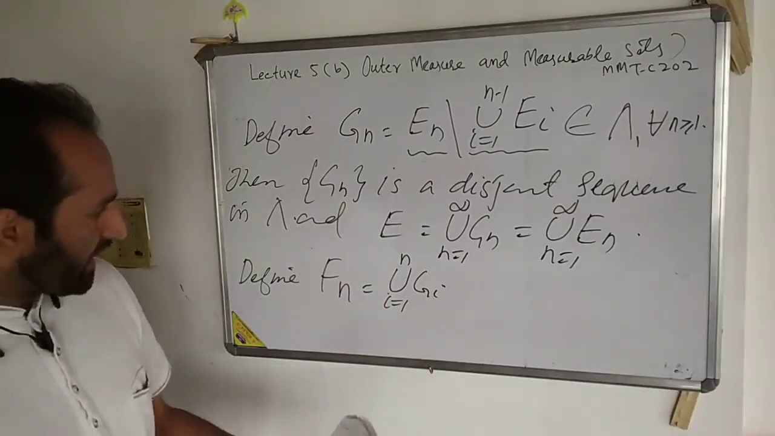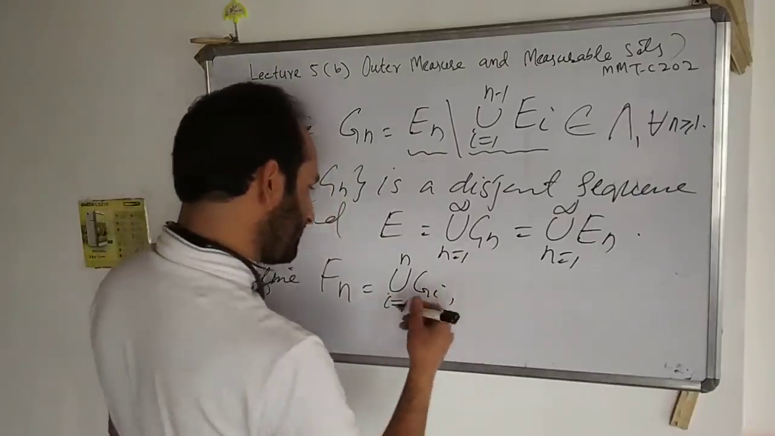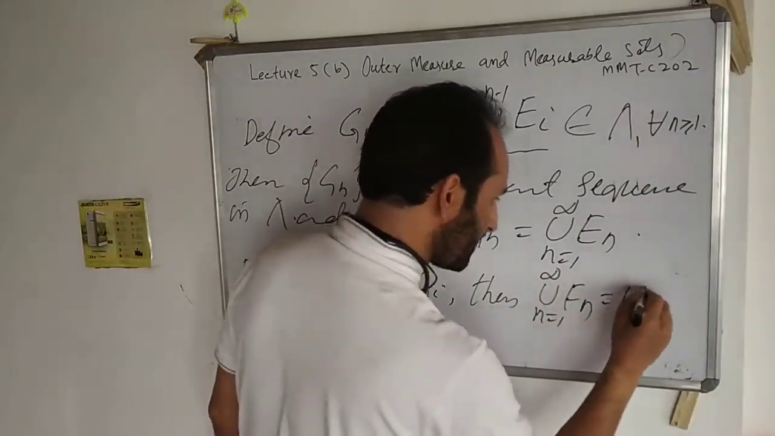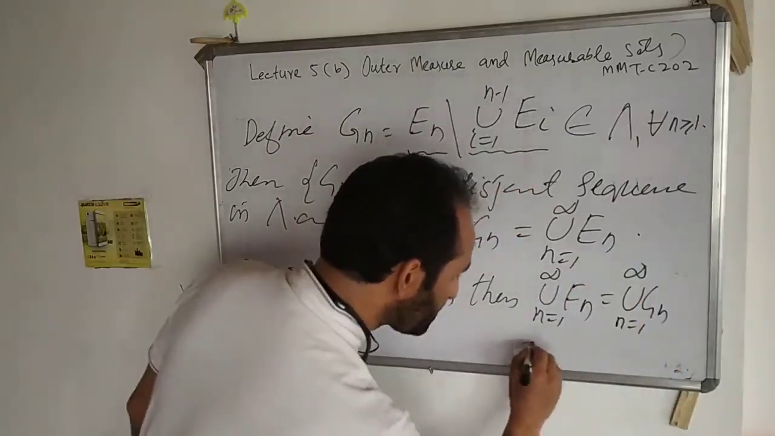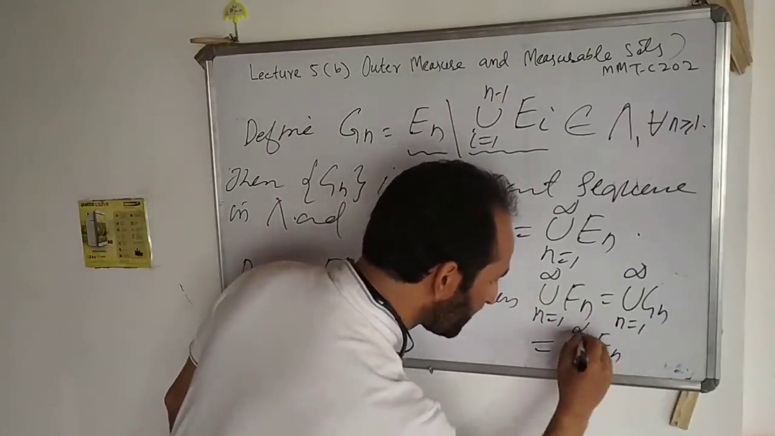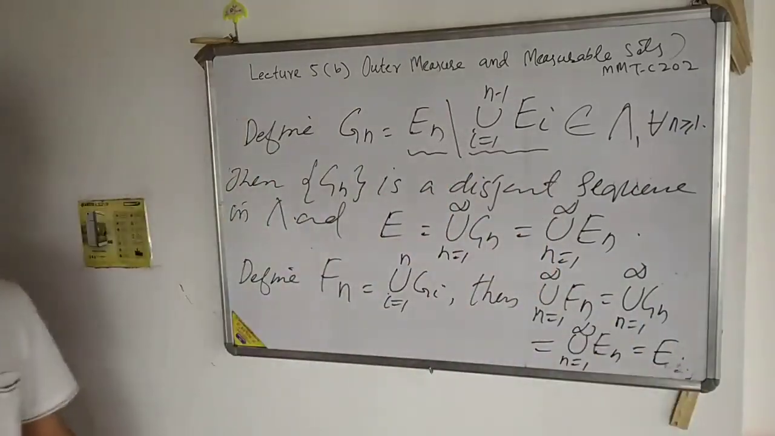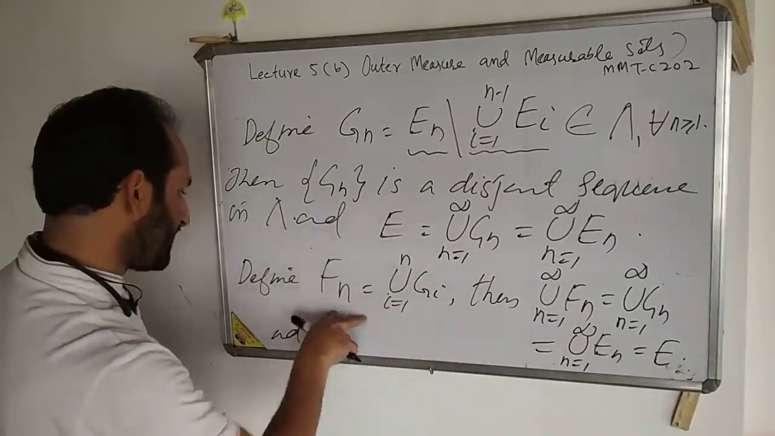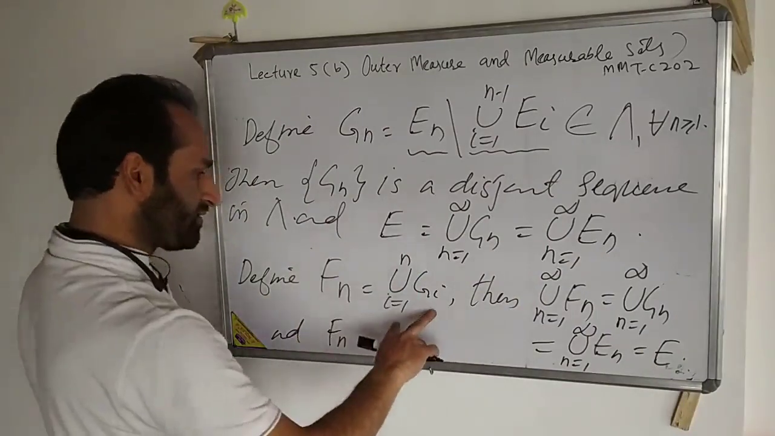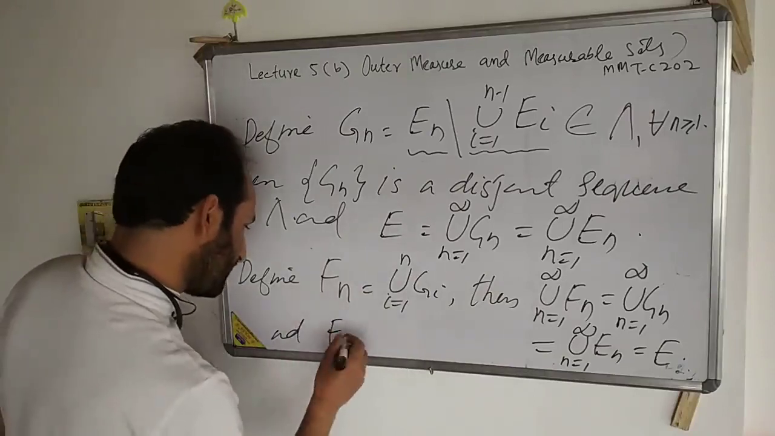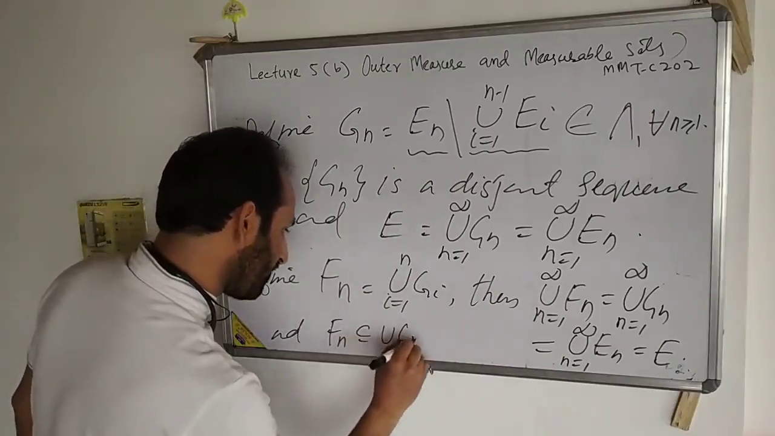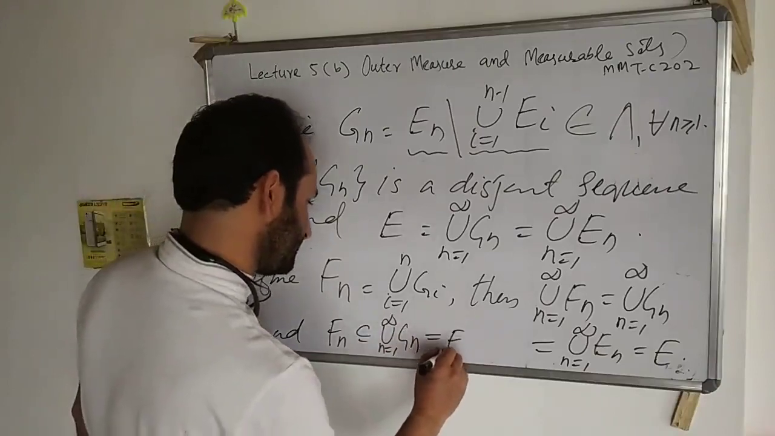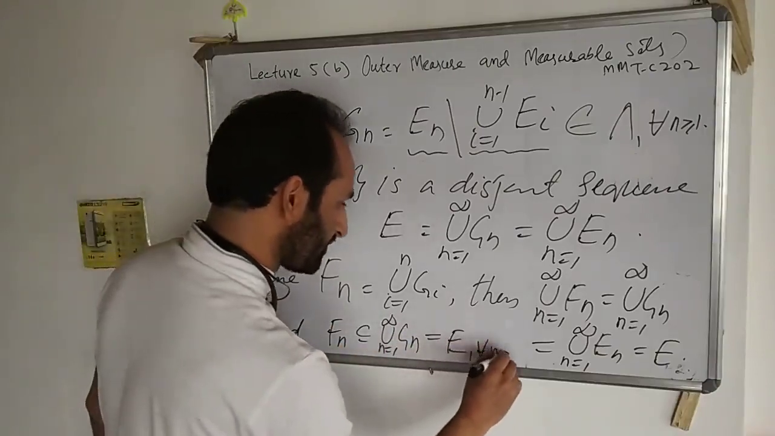Then you can see that union Fn, n runs from 1 to infinity, is the same as union Gn, n runs from 1 to infinity, which is the same as union En, n runs from 1 to infinity, and that's equal to E. So all the unions are the same. And also, we see that this Fn, which is the finite union of the finite Gi's, will be a subset of the union of all Gi's, and that's equal to E. So Fn is a subset of E for all n greater or equal to 1.